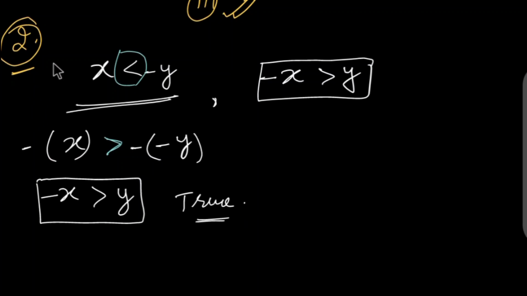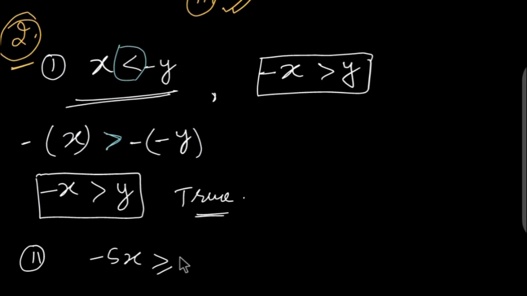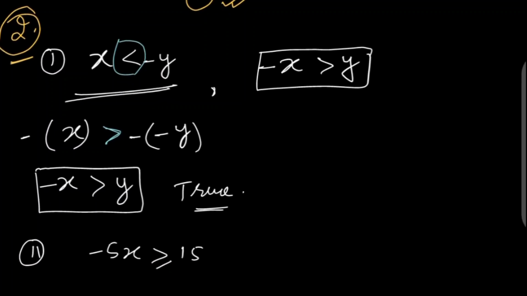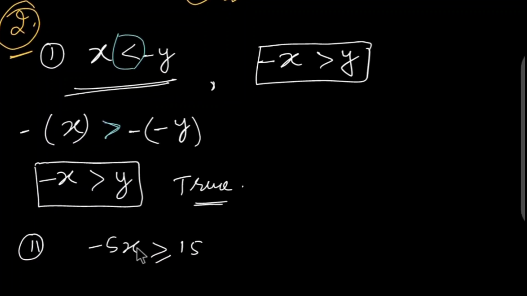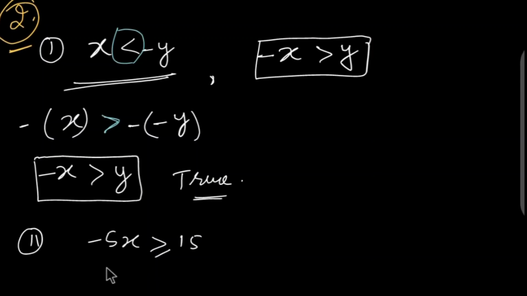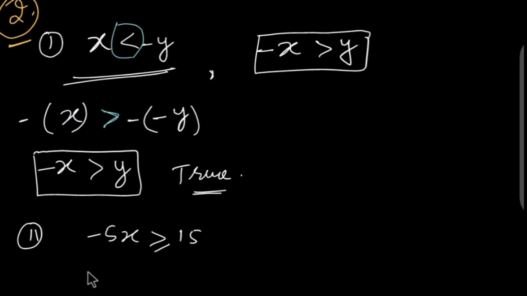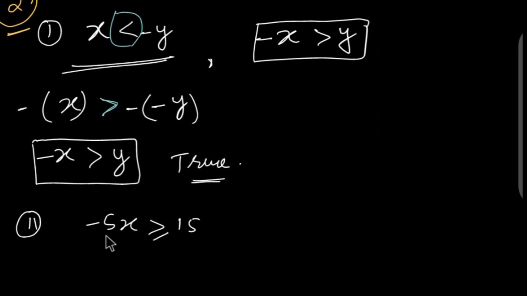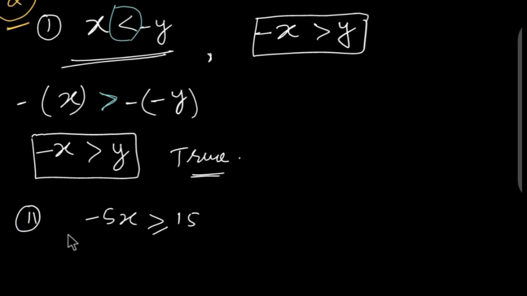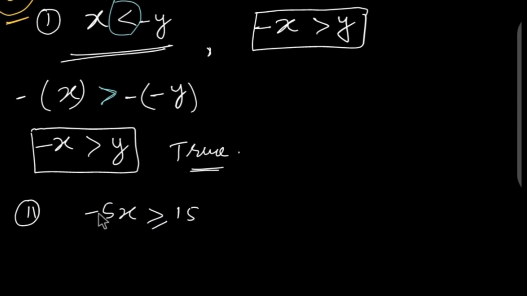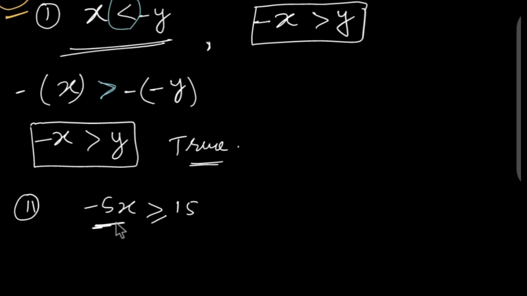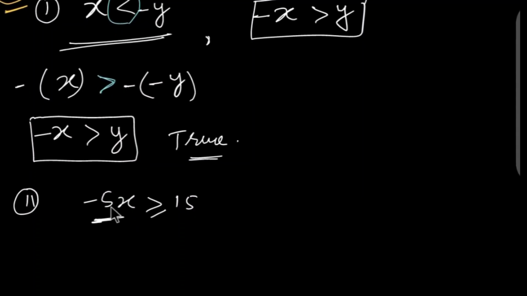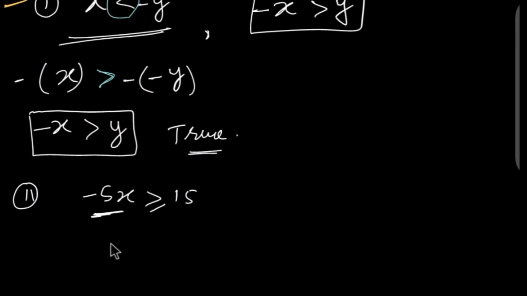So this is a true statement. Let's take another, the second statement: minus 5x greater than or equal to 15. If I am going to solve this, what are the conditions? See here, this is a negative number, so we multiply both sides by minus, so that the x term will become positive. Always try to make the number that is multiplied with x positive.